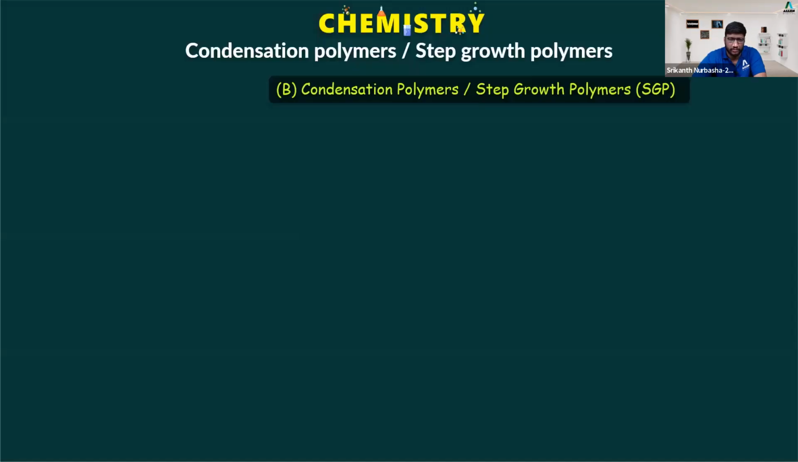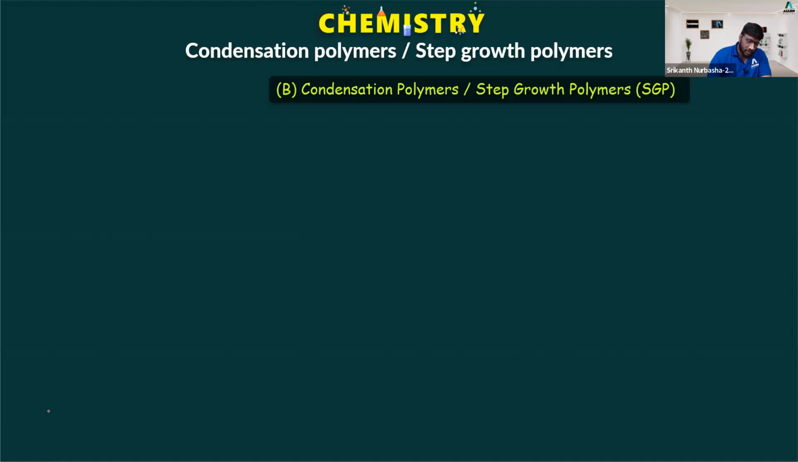So let us start the discussion without wasting any time. Last class, if you remember, we have been discussing polymers, and we have seen different types of addition polymerization reactions and examples of addition polymers. In the same way, we are going to continue today with condensation polymerization and the different types of polymers involved in those reactions.